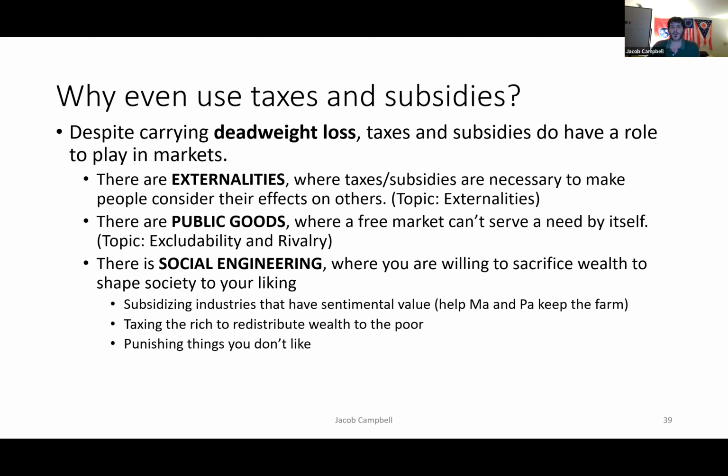And then finally, there's social engineering. You might be willing to sacrifice some wealth to shape society to your liking. Oftentimes, countries will subsidize industries that have sentimental value. If you have a country, for example, where small farmers are a big part of your identity, or maybe it's say ranches, like how in America where we at least used to be very proud of our cowboy culture. Well, maybe your society is willing to have a smaller economy if it means that it gets to protect a certain way of life.